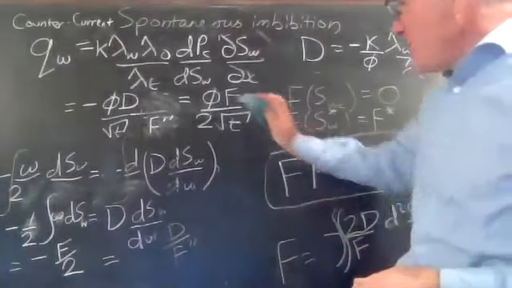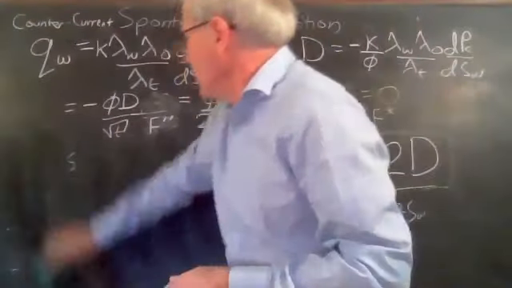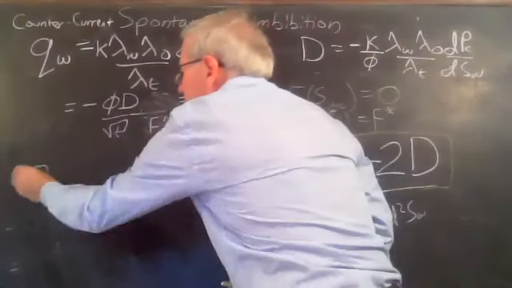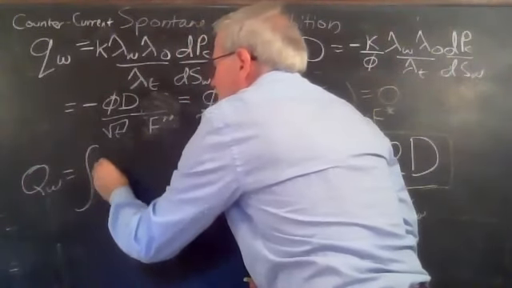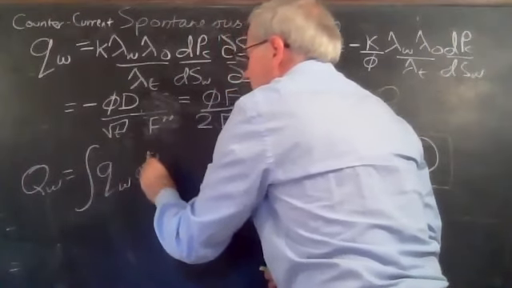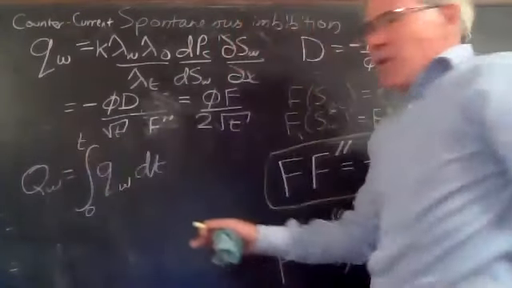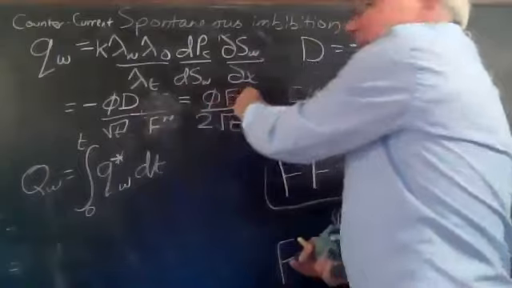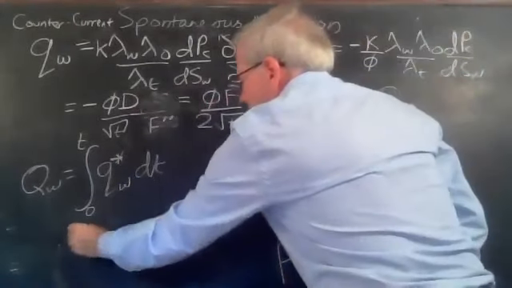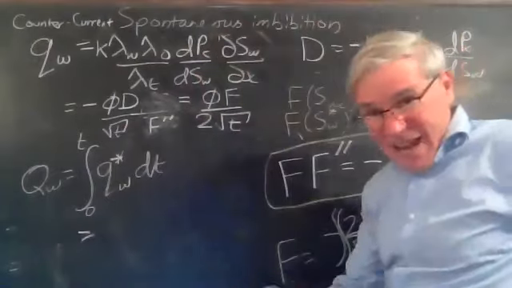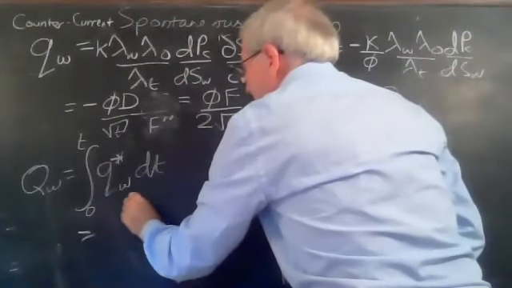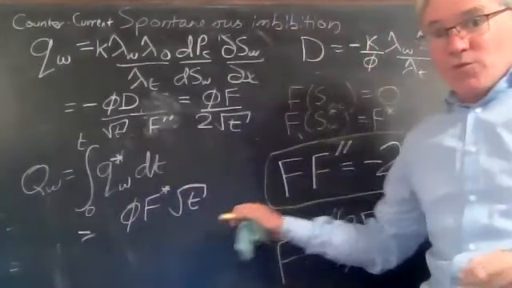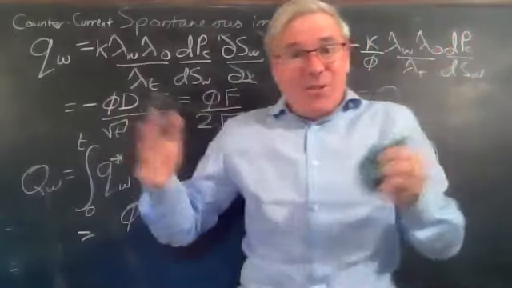Okay, so how much actually imbibes? Well, that's the total amount imbibed. So I can define Qw as the integral of q dt, from 0 to t, and this is the total amount that imbibes at the inlet. So this is Qw star, where we have f star here. And now the integration, and I'll try and remember the factor of 2 because that comes out, is just phi f star times root t. So the total amount that imbibes goes as root t. Eventually you're going to reach the end of the system and the imbibition stops.